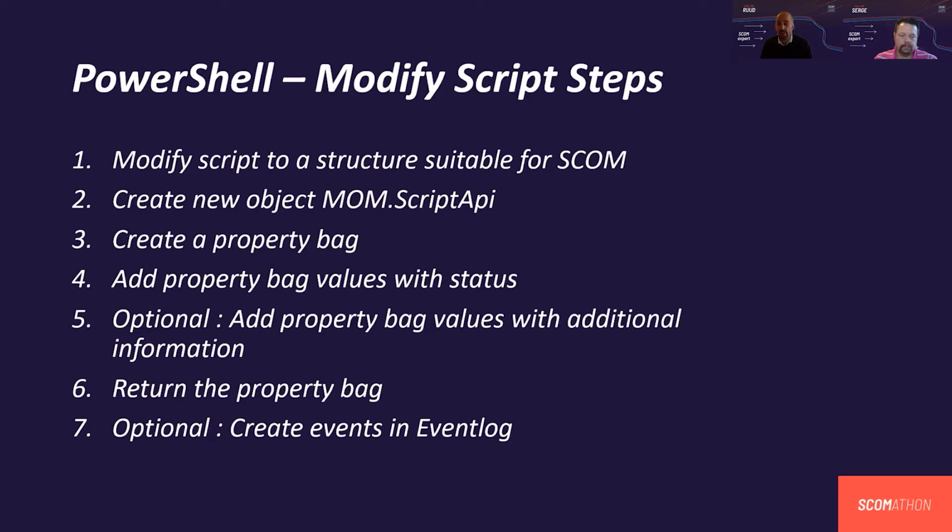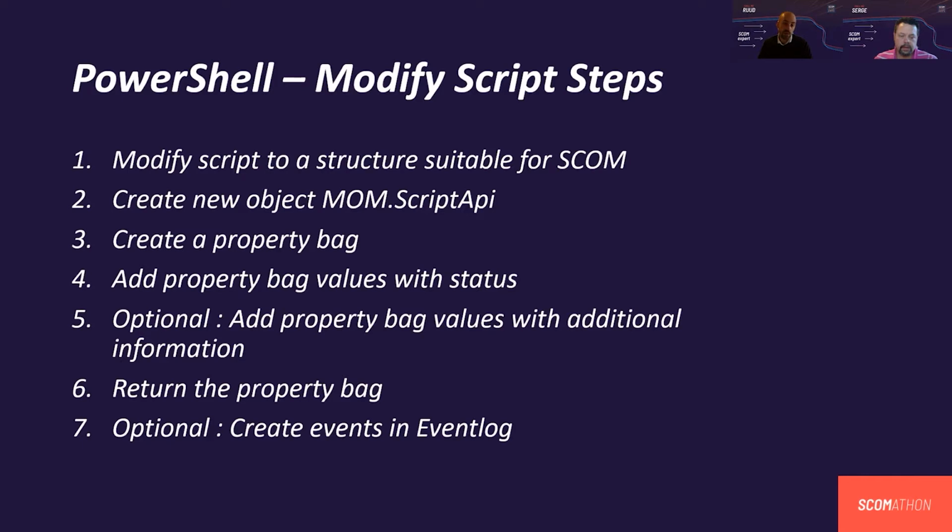One thing which is more or less optional, but could provide you a lot of information in the alert, is to add additional property bag values with additional information. This could be, for example, and we're going to look into that in the next slide, where you're going to bring in additional information. For example, in this case for the SPNs, what is the SPN you're expecting?